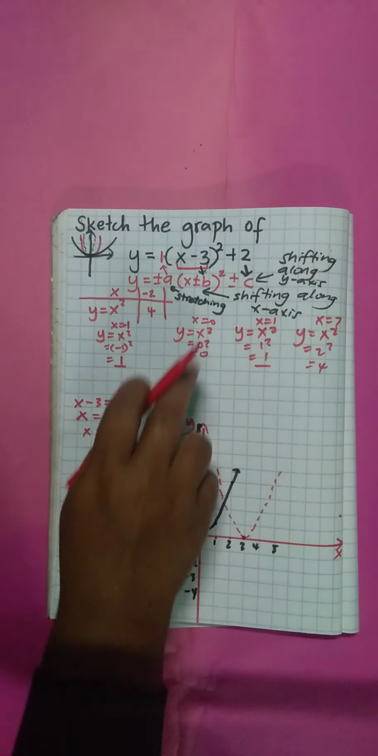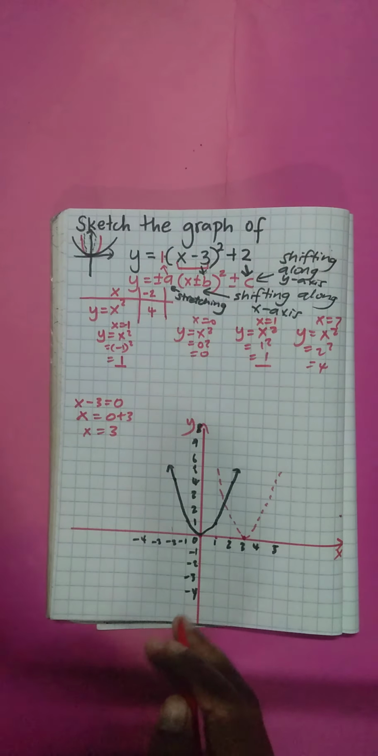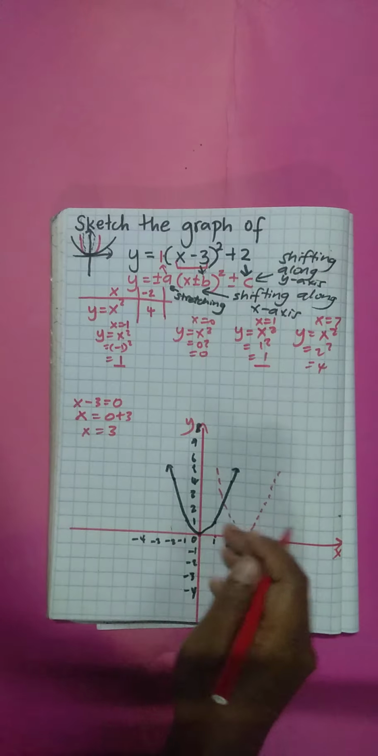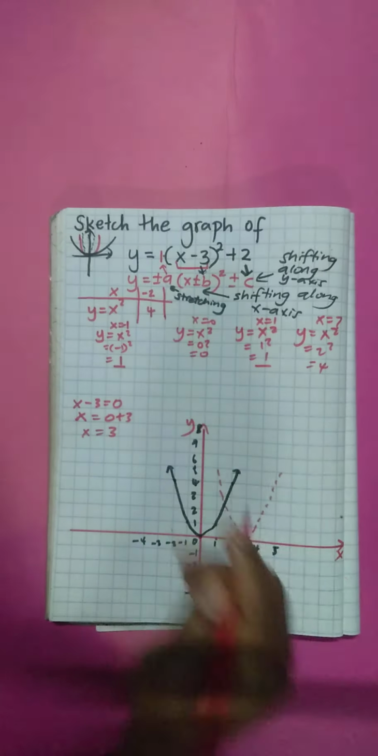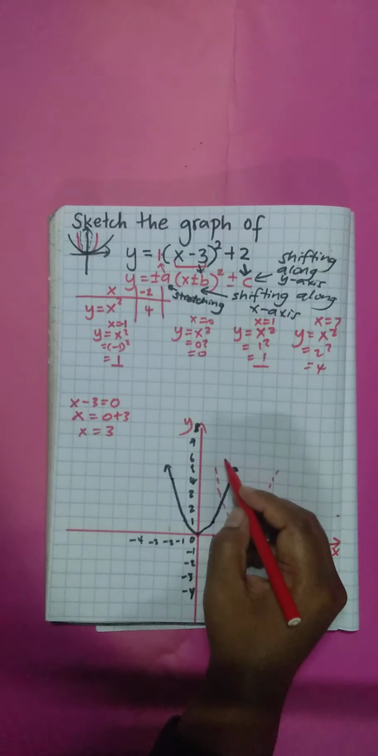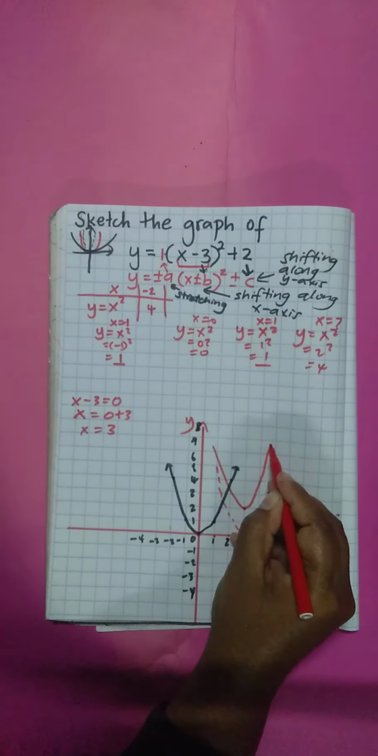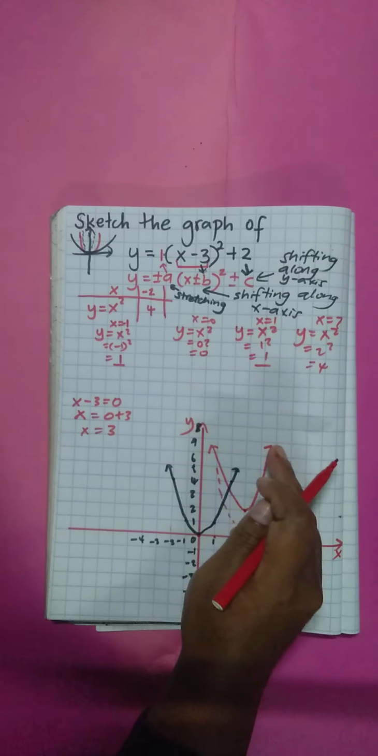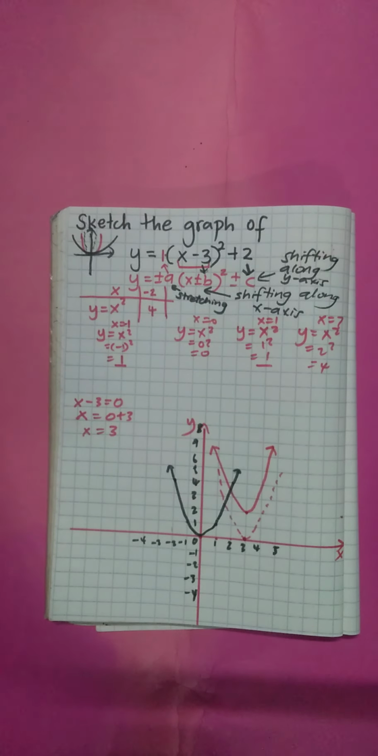Then the shifting along the y-axis is positive 2, so that means we'll be shifting 2 units up along the y-axis. It's either up or down, but since it is positive, we'll be shifting up. How many units up? 2 units up. So 1, 2. That means our final graph is this one, the one in bold red. So that is the graph of y equals (x minus 3) squared plus 2.